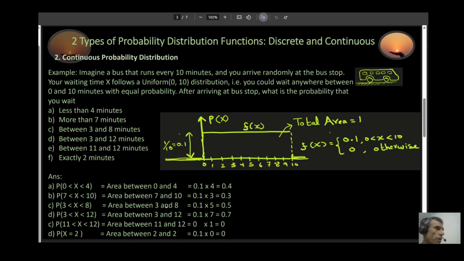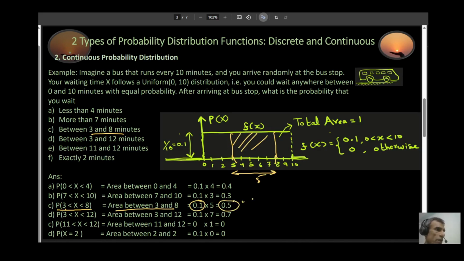What is the probability that your waiting time is between 3 and 8 minutes? In this case, I have to calculate the probability that my waiting time is between 3 and 8 minutes. That would be the area between 3 and 8. My 3 is over here, my 8 is over here. So calculate this area right here. Again, my height in this case is 0.1 and the length from here to here is 5. So 0.1 times 5 is 50%.